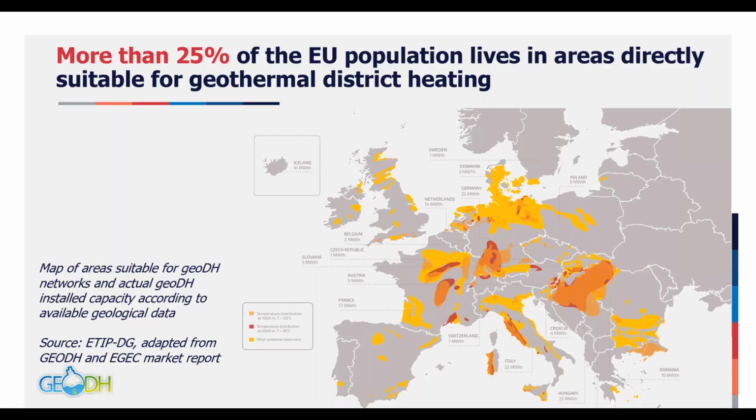However, having said that, we haven't by far reached our potential yet. I took this graph from EGEC, the European Geothermal Energy Council, and from their studies, it became clear that more than 25% of the EU population lives in areas that could be directly heated with geothermal district heating. And I guess that the same is true for the Netherlands, and we probably could even reach higher percentages.